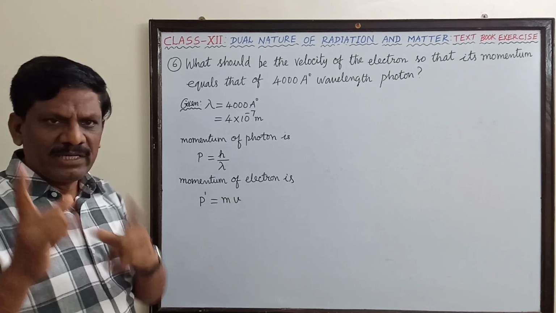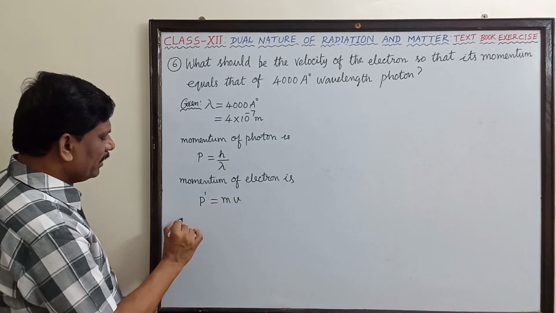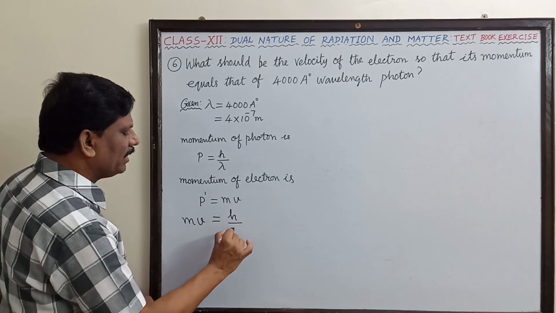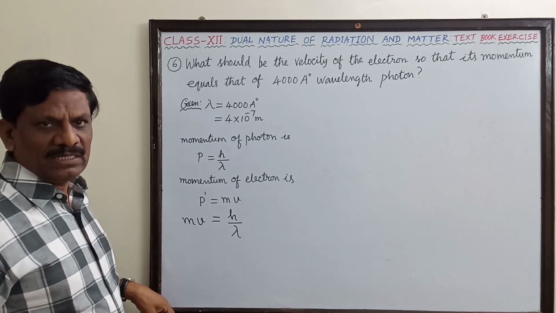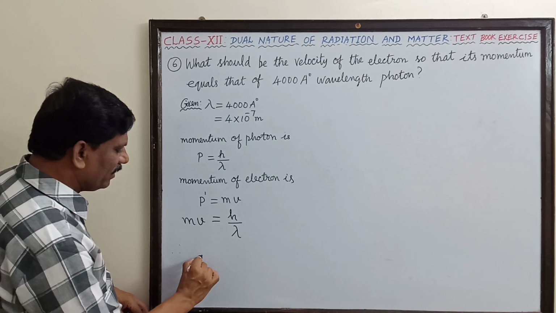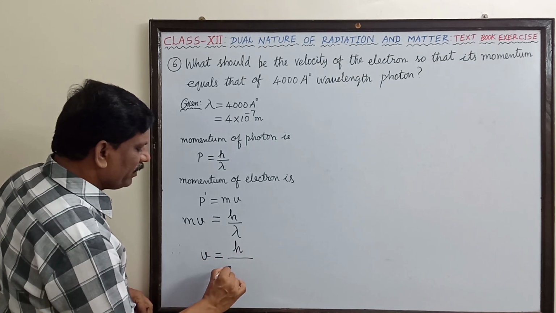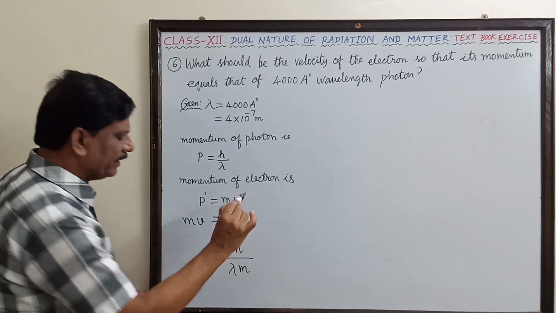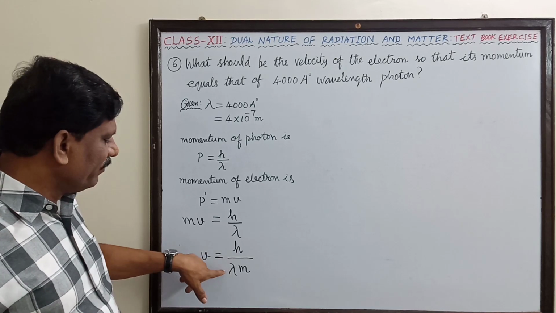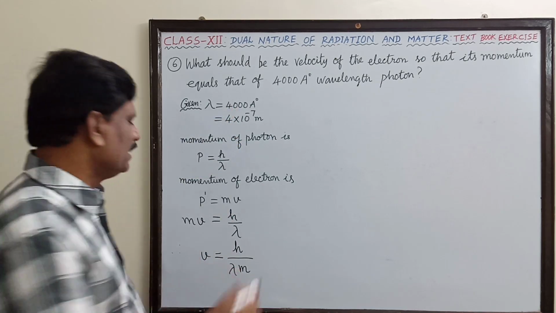So these two are equal, that is the hint, is it not? So it is given that m into v for the electron is equal to h by lambda for the photon. From this we have to find the velocity of the electron. Therefore the velocity of the electron is equal to h by lambda into m. So we have to substitute h, Planck's constant, the wavelength 4000 angstrom unit, and the mass of the electron, which we must remember.